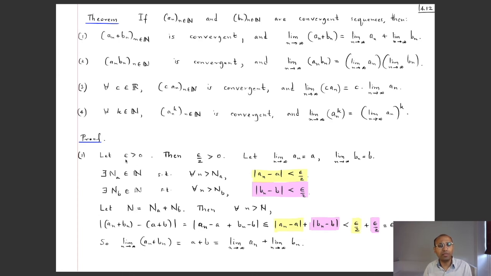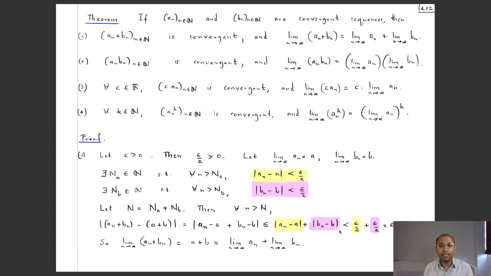To make things very precise, if an epsilon positive is given, then it would be great if each of these can be made smaller than epsilon by 2, because then this is less than epsilon by 2, this is less than epsilon by 2, so that sum is less than epsilon by 2 plus epsilon by 2, which is epsilon. Okay, so that's the idea: you first choose an index so that this is smaller than epsilon by 2. You choose an index such that this is smaller than epsilon by 2, and then you take the larger of these two indices, so that beyond that, we are guaranteed that each of these is less than epsilon by 2, and hence their sum is less than epsilon. So that's the plan. And now let's write it down.